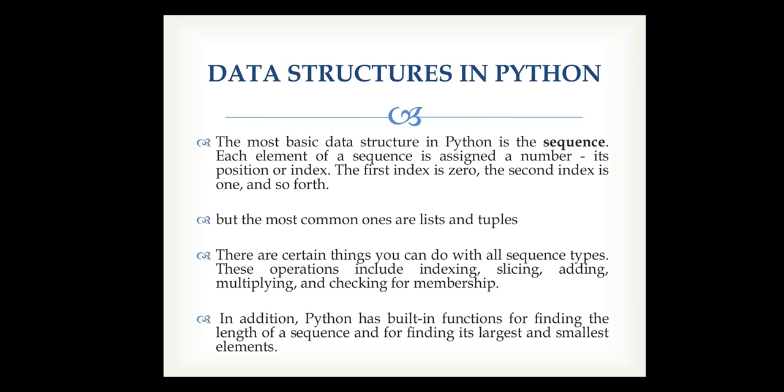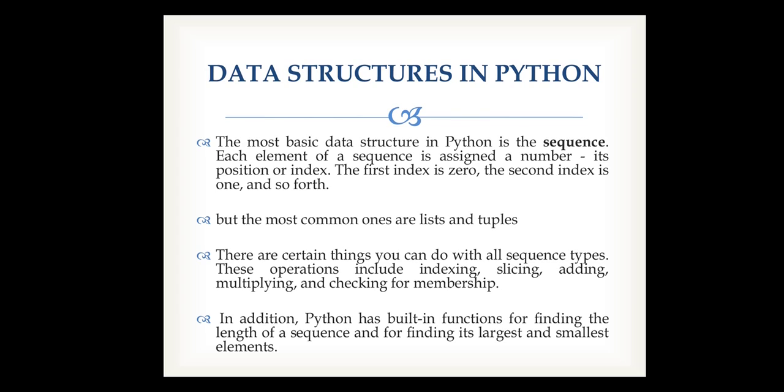We have already seen there is an index in an array, right? Array is also a sequence, right? So in that there is also an index number which starts from 0, right? 0, 1, 2, 3. Okay. So like that, different sequence data structures are available in Python. The first index is 0, the second index is 1, and so forth. But the most common ones are list and tuple.